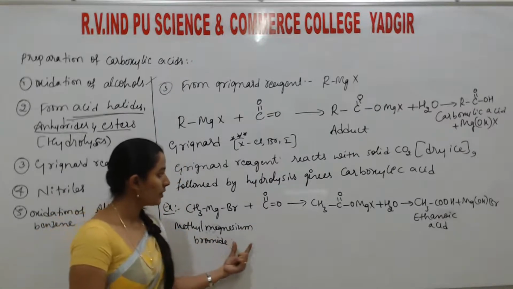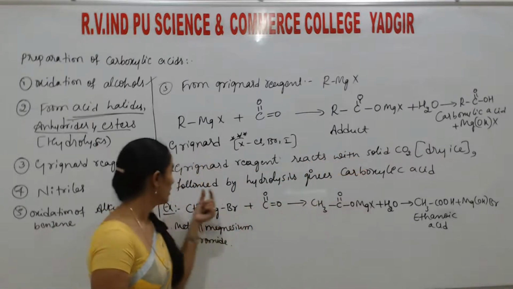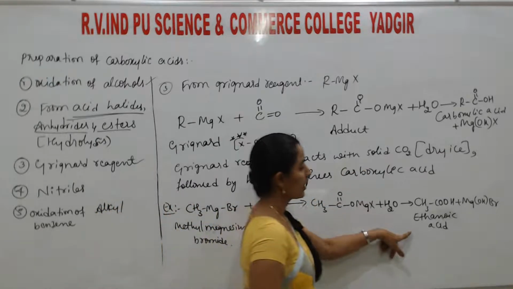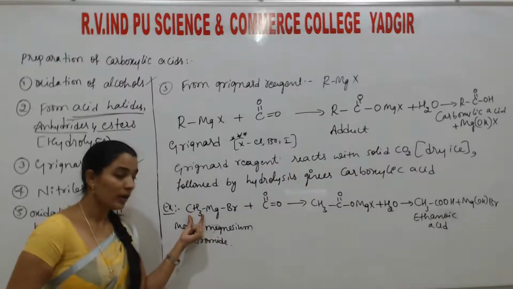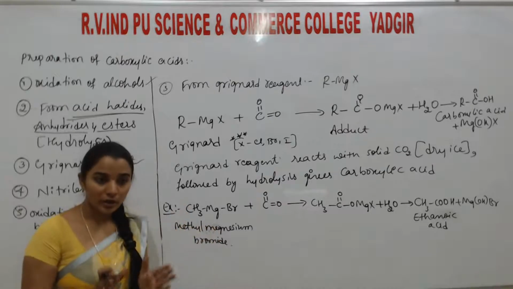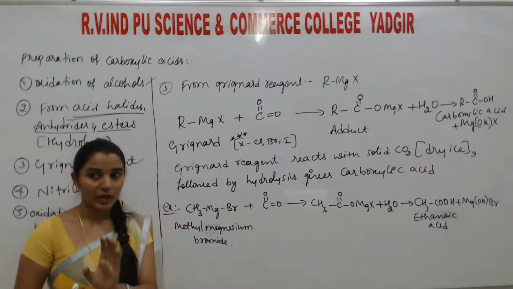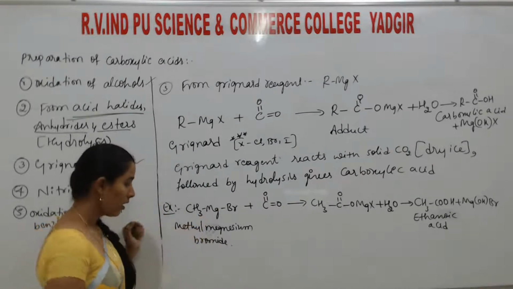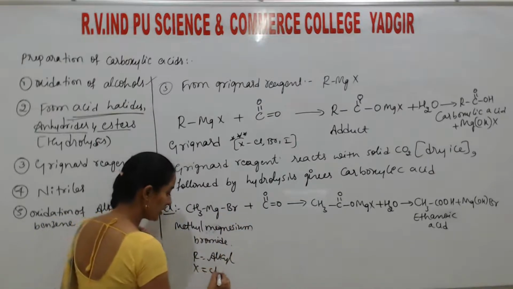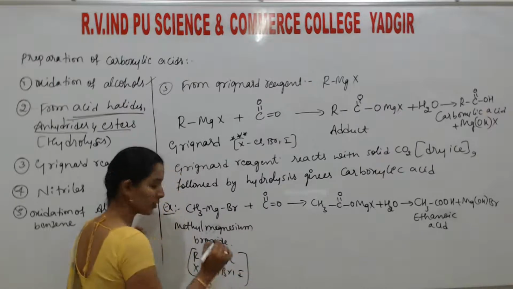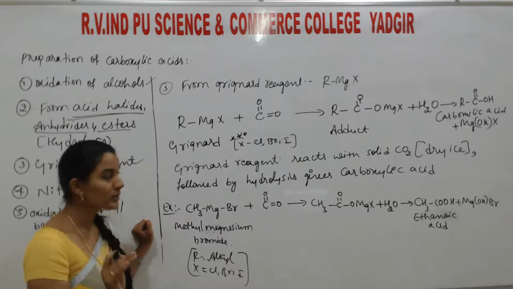Okay, so when methyl magnesium bromide reacts with solid carbon dioxide followed by hydrolysis, it gives ethanoic acid. This is the reagent. And remember, here you cannot take an aryl compound, a benzene ring, because Grignard reagent is only alkyl magnesium halides, not aryl magnesium halides. So you cannot take, okay, R only alkyl group. And X is Cl, Br, I. This is the condition.